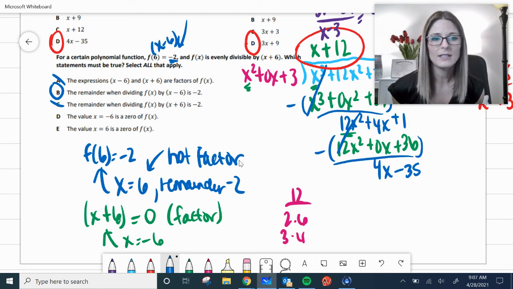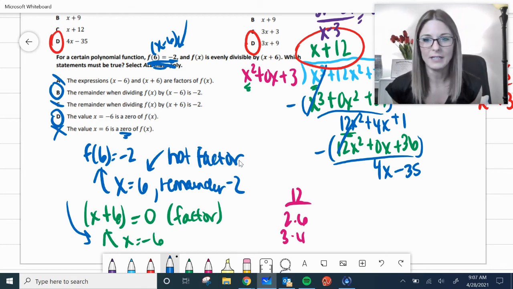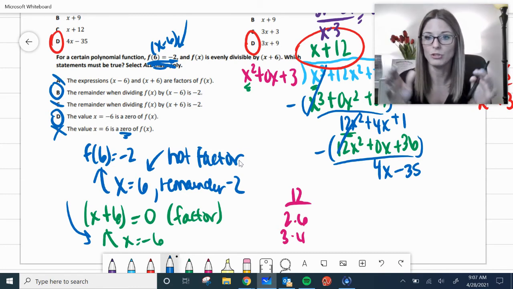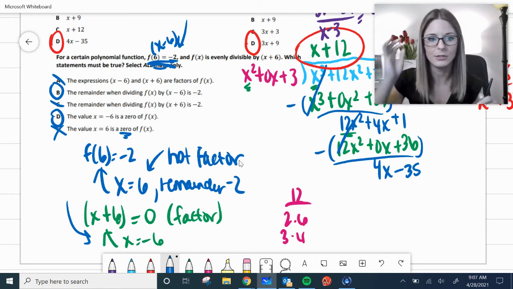D, the value x equals -6 is a 0. Yes, that's down here in the green. And then +6 is a 0. No. So +6, that's that first statement that they said. They plugged in a +6, but they got a remainder of -2 and therefore it is not considered a 0, the mathematical term 0 for x-intercept. +6 is not an x-intercept.